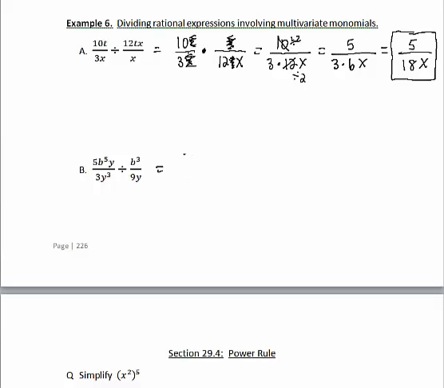So it's very important when you divide two fractions to switch to multiplication first before you try to cross cancel. So do that in a single step. Division to multiplication. Flip the second fraction so the 9y goes on the top, b to the third on the bottom.